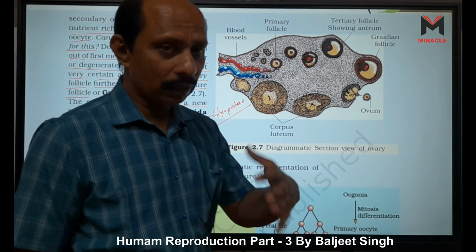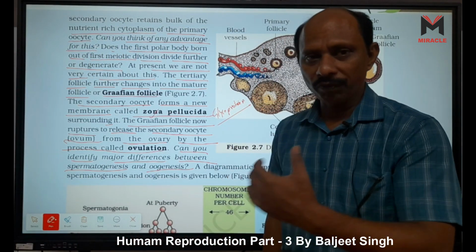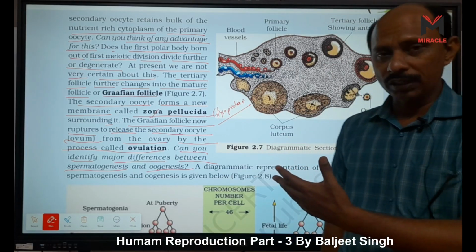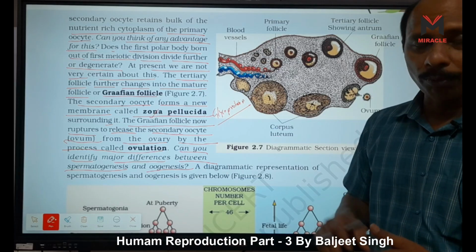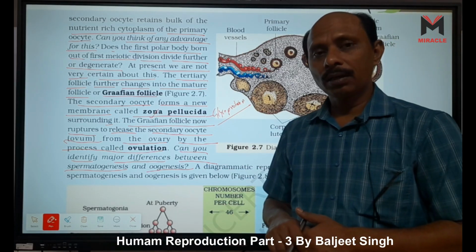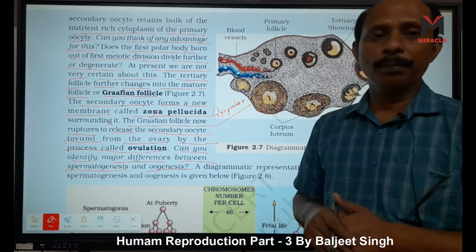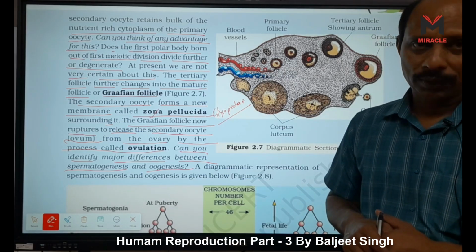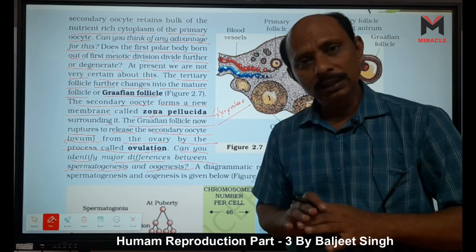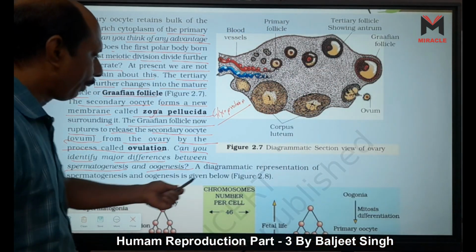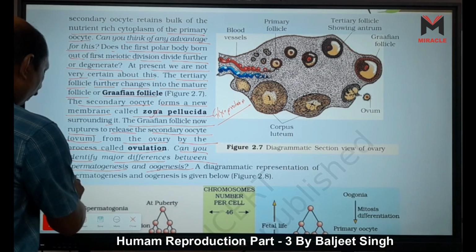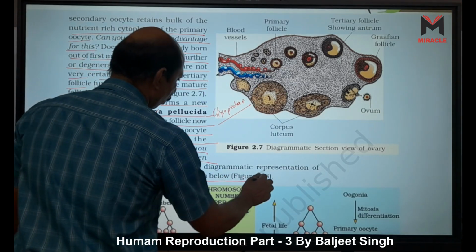It has 2 arrest periods: prophase first, in meiosis first, at diplotene, then another arrest stage in metaphase second. But in spermatogenesis, this does not occur, right? A diagrammatic representation of spermatogenesis and oogenesis is given below this figure.